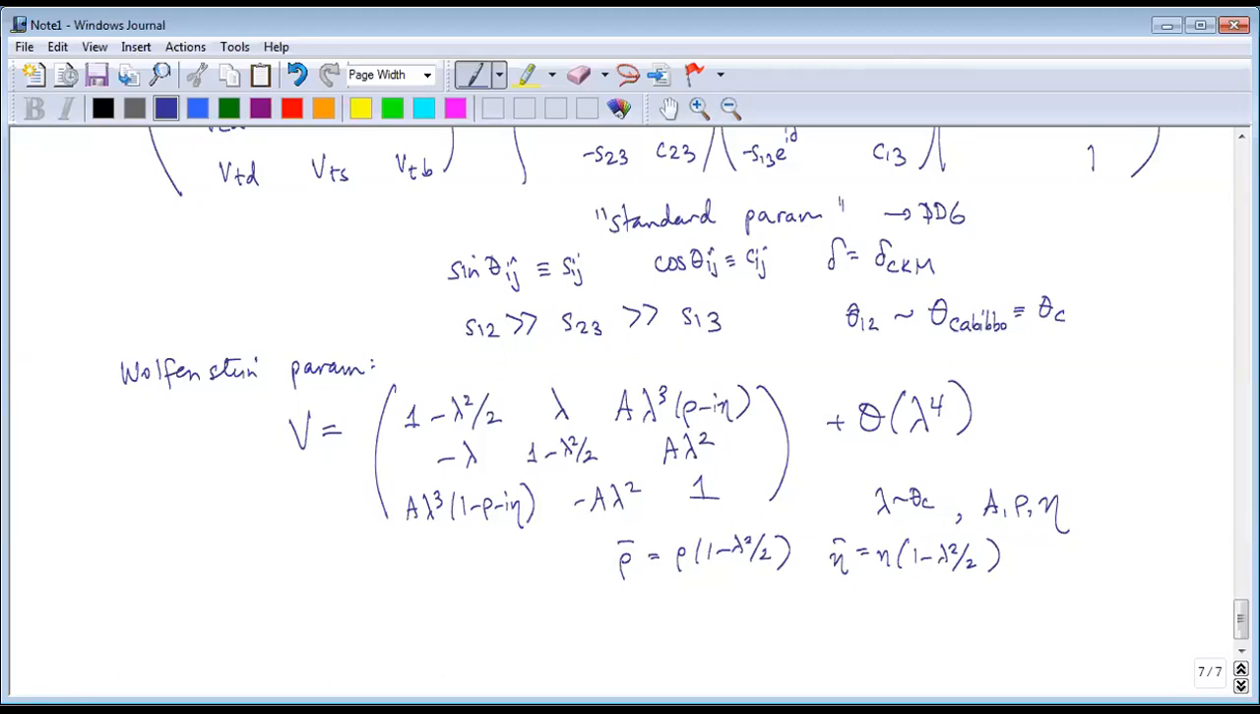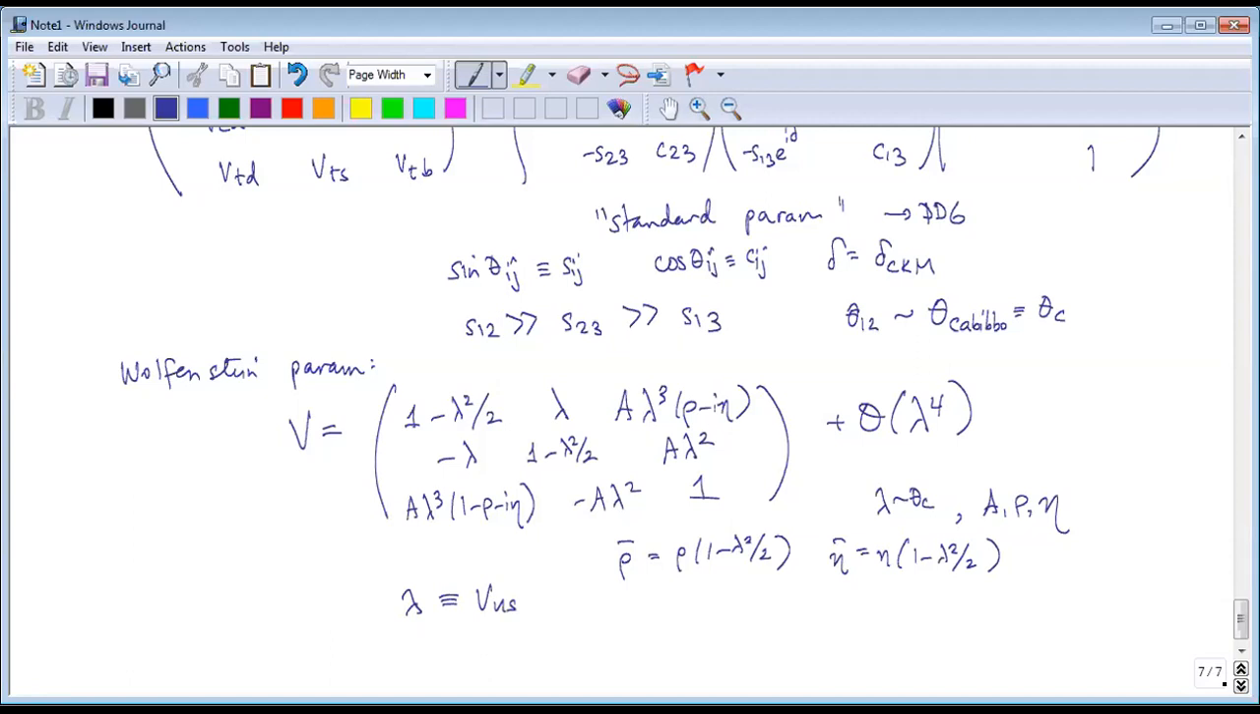So one operational definition that I find useful myself, and it's commonplace in the literature, is that often one can define lambda to be equal to the VUS entry, period. And then that can give you some way to understand how to calculate the higher order corrections, but just be aware that's not always what people actually do.